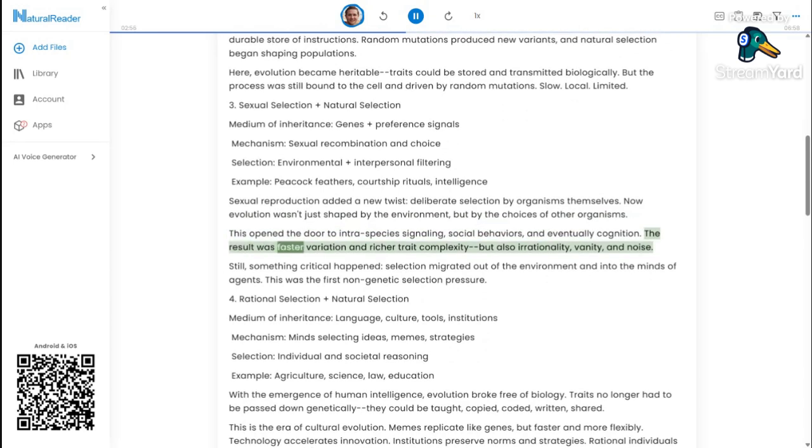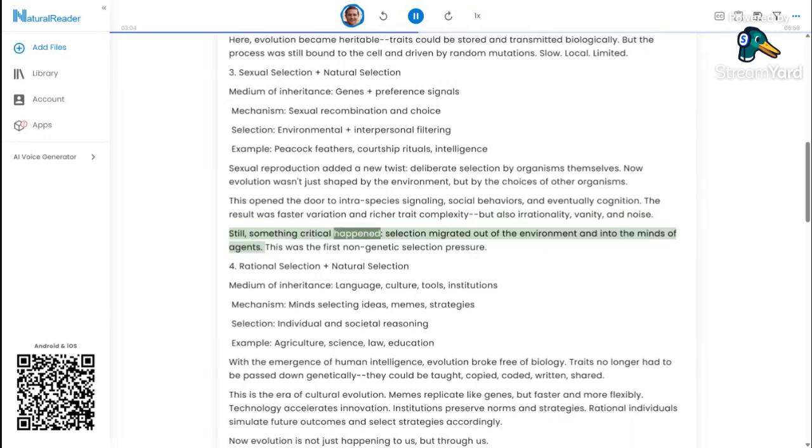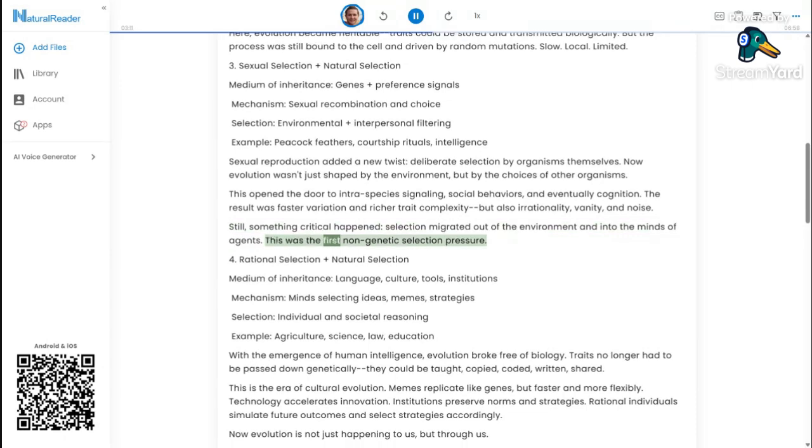The result was faster variation and richer trait complexity, but also irrationality, vanity, and noise. Still, something critical happened: selection migrated out of the environment and into the minds of agents. This was the first non-genetic selection pressure.